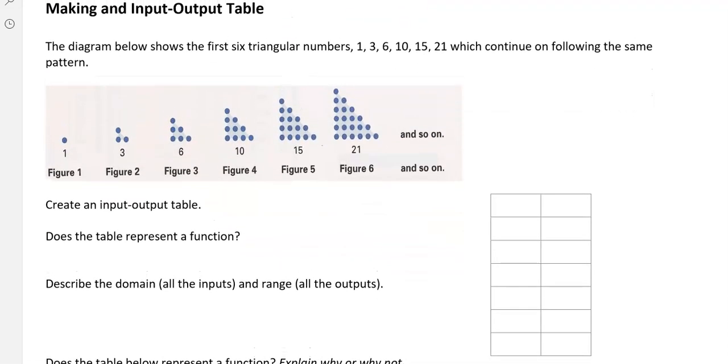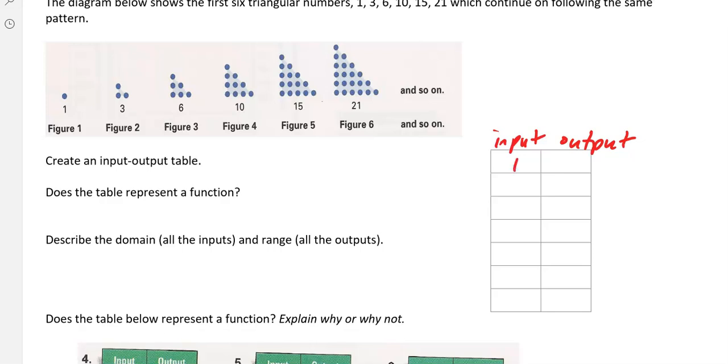Now, let's look at making an input-output table. Okay? This diagram shows the first 6 triangular numbers, 1, 3, 6, 10, 15, and 21, which continue in the same way in the pattern. Now, we can create the input-output table. Input, output. All right? In figure 1, the output is 1. In figure 2, the output is 3. And when the input is 3, that's the third figure, the output is 6.